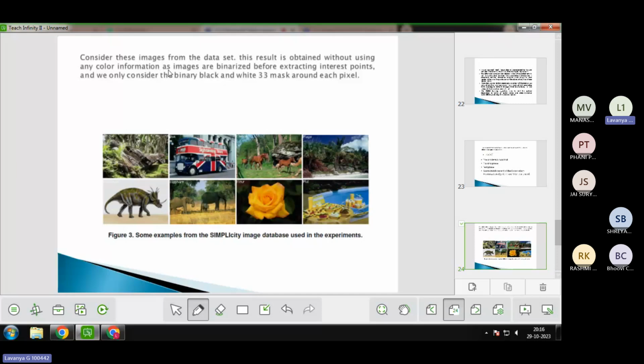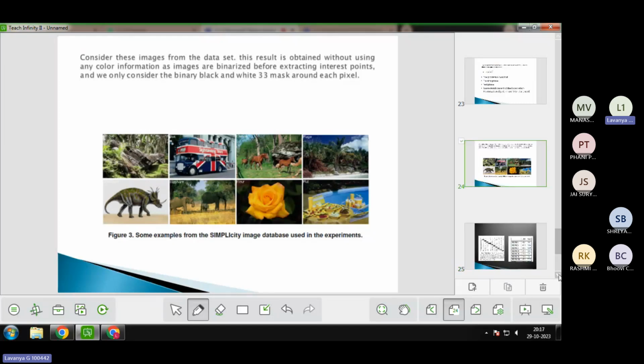Why? We are going to change them into binary, so it will be only grayscale. The images are binarized before extracting interest points, and we only consider the binary black and white 3x3 masks around each pixel. I suppose all these mask details we provided in the initial lectures of our course.